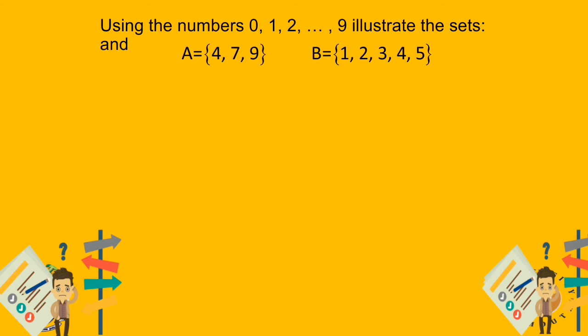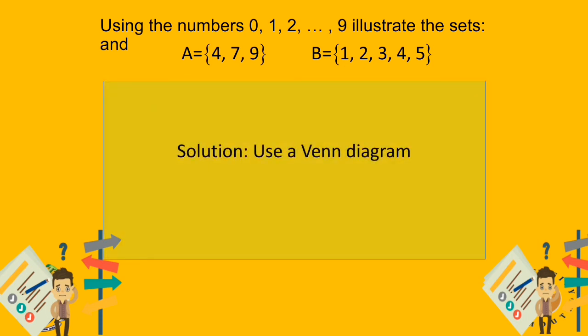Okay students, now using numbers to illustrate the sets. This one is the universal set, 0, 1, 2 up to 9. A equals 4, 7, 9 and B equals 1, 2, 3, 4 and 5. We are going to find its solution using a Venn diagram. How are we going to represent these numbers on a Venn diagram?